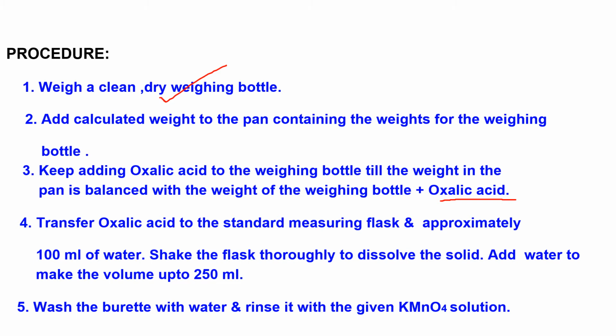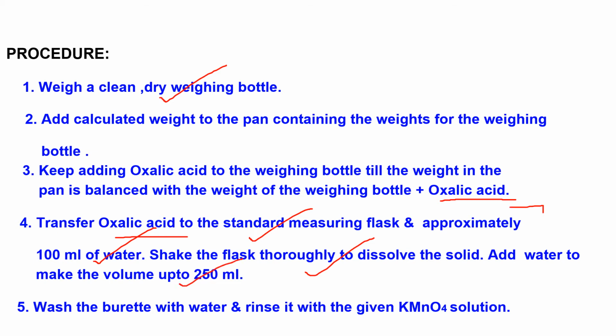And then you transfer the weighed amount of oxalic acid to the standard measuring flask, that is 250 ml, and then add approximately 100 ml water to it, shake the contents properly to dissolve the solid, and then add water to make the volume up to 250 ml.